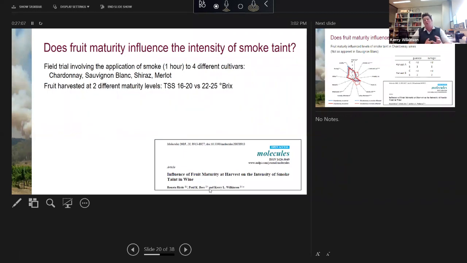And so we did this on 4 different cultivars: Chardonnay, Sauvignon Blanc, Shiraz and Merlot, and we harvested the fruit at 2 different maturity levels. So at total soluble solids or sugar concentrations of 16 to 20 degrees Brix, which corresponds with a sparkling wine, versus 22 to 25 degrees Brix, which corresponds with more of a full-bodied table wine.